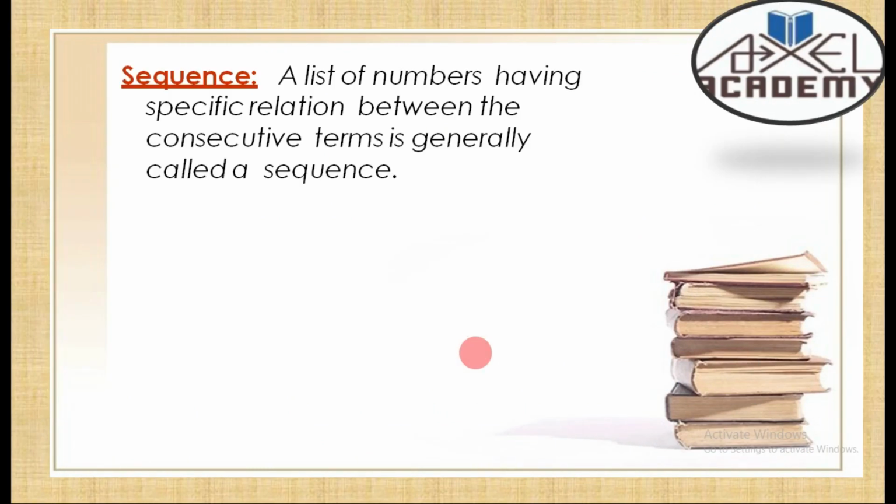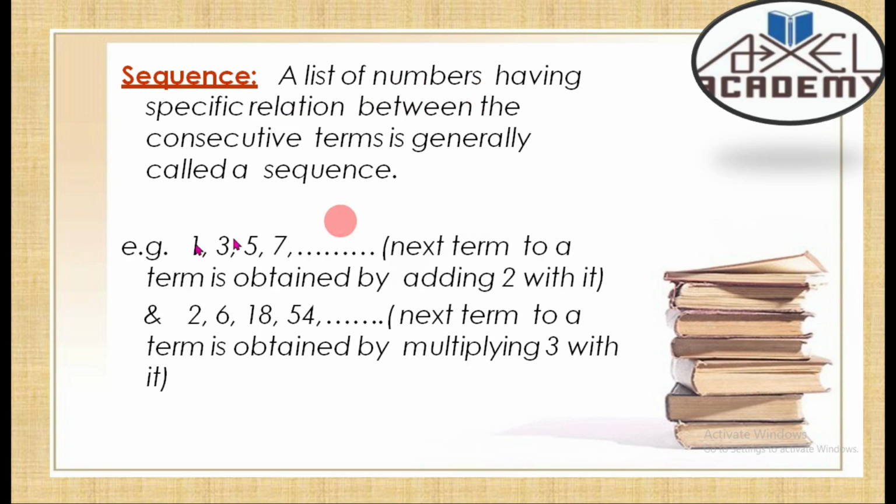In this topic, first we will see the sequence. Basically, a sequence is a list of numbers having some specific relation. Let's take an example. Here 1, 3, 5, 7. This is also called a sequence. And what is the relation between them? If you see, each number we are getting by adding 2 to its preceding number. For example, 3 we can get by adding 2 to 1. Similarly, 5 we can get by adding 2 to 3, and so on.